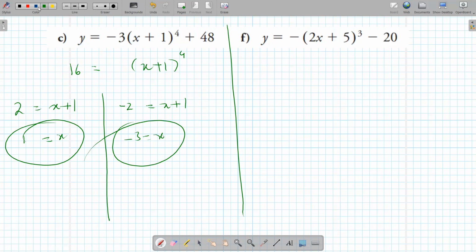All right, part f. Again, the idea is the same, right? We first put a 0 here. What do we do next? You add 20. Yeah, you add 20. So you get positive 20 equals negative all of that. What is next? You find the cube root. So first you want to get rid of the negative sign, right?